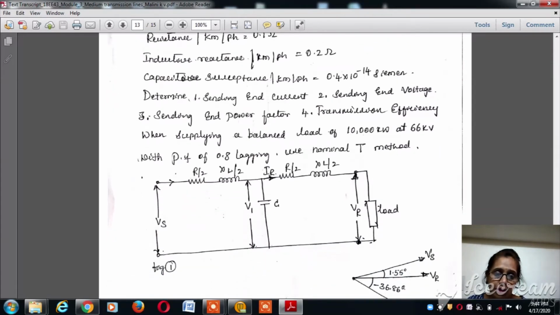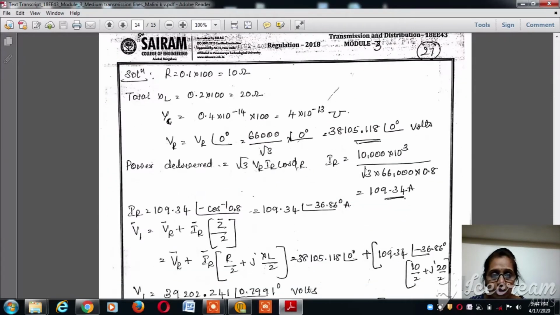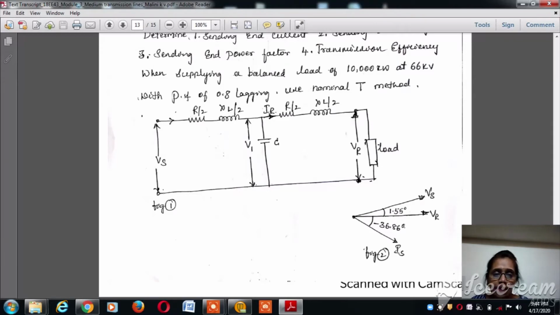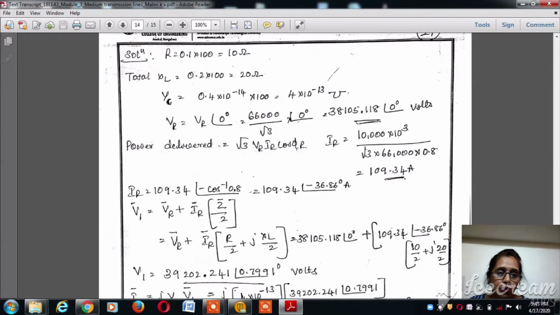Use the nominal T method. In the nominal T method, we have understood that the capacitance is assumed to exist at the center of the line, so that the entire impedance of the transmission line is divided into two halves on either side of the capacitance. Based on this, we have drawn the equivalent diagram: R divided by 2, XL by 2, and the capacitance C. V1 is the voltage across the capacitance, VS is the sending end voltage, and VR is the receiving end voltage.